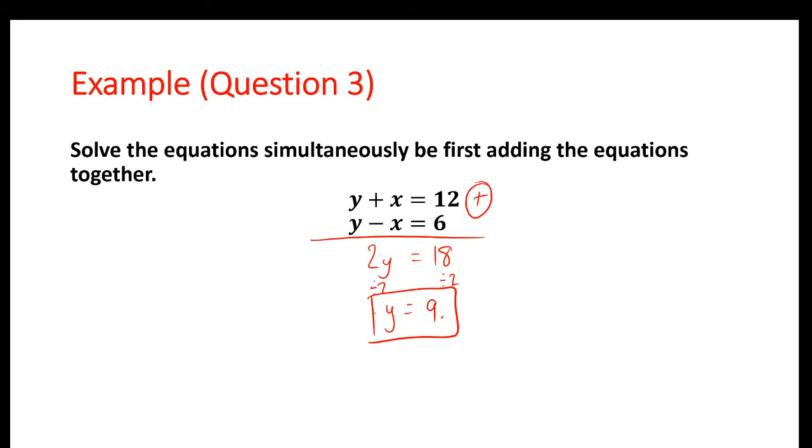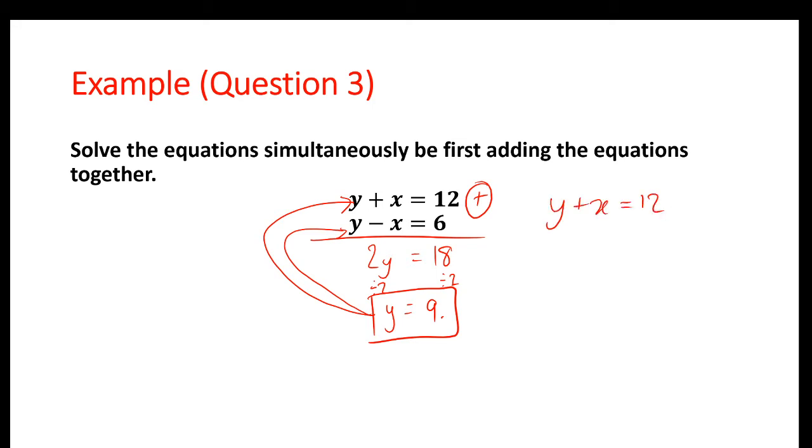Now what we're going to do is substitute into either one of these two equations. It doesn't matter which one, so pick the one that looks the easiest. I'm going to pick the bottom one in this one. So y minus x is equal to 6. So they both look relatively the same. I'm just going to use this one. Actually, you know what? I'm going to use the other one. I'm going to use y plus x is equal to 12.